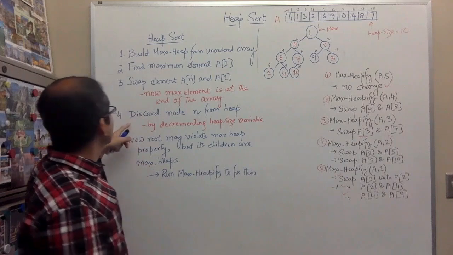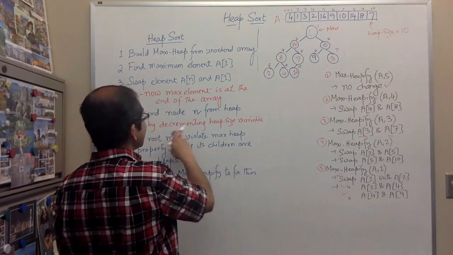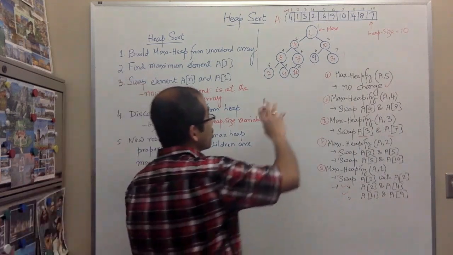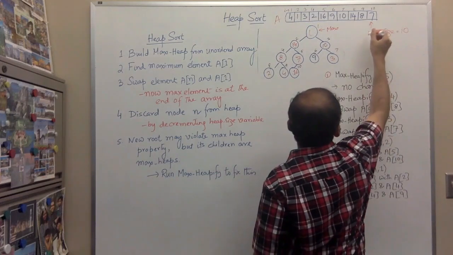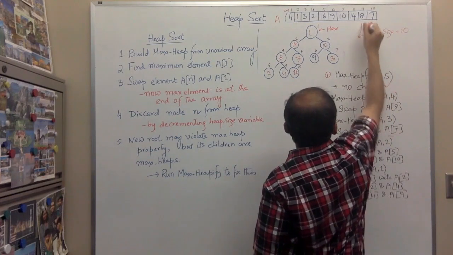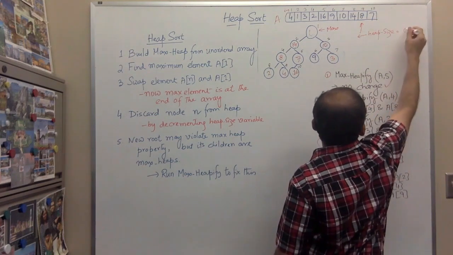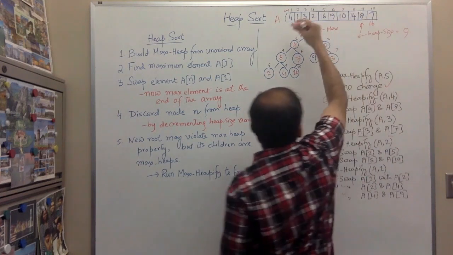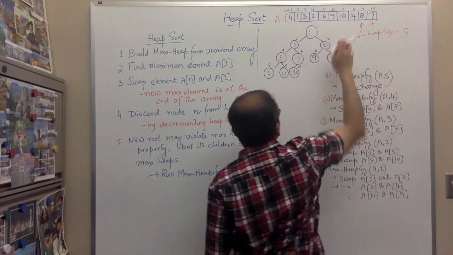What we do now, we discard node n from the heap. We discard node n by decrementing the heap size variable. We don't need to do anything else. We just leave 16 there at this position and change the heap size to point to here. Now the heap size is, instead of 10, 9. So 16 will be here and the remaining elements will be here. This is not a max heap anymore after the swap.